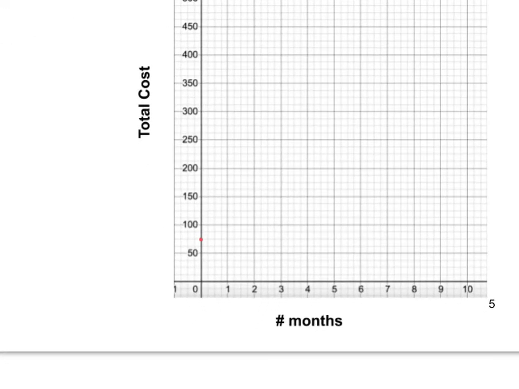$50 each month. So if it was 75 to start, that means after 1 month it would be $125. So I need to find 1 month, $125. After 2 months, I'd add another 50, so that means it would be $175. After 3 months, it would be $225. Go ahead and keep going in this way until you've filled in all of the possible points on the graph and then connect with a straight line. Pause the video, press play when you're ready to check your graph.